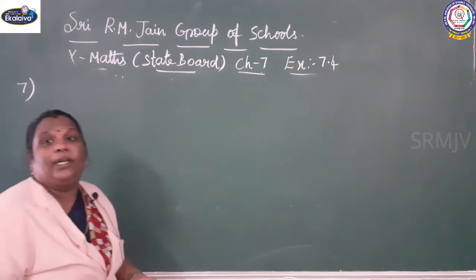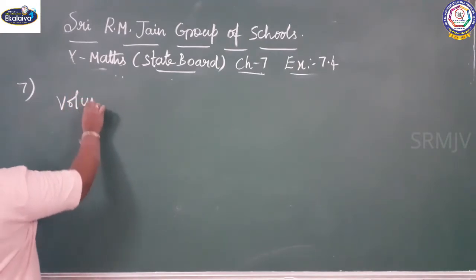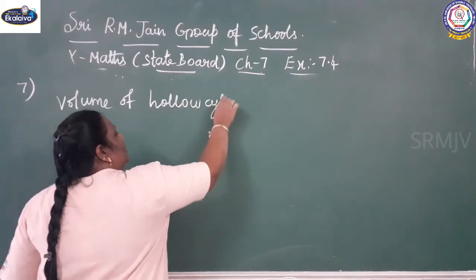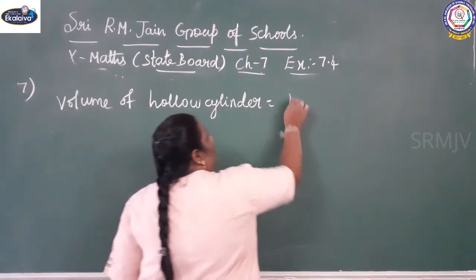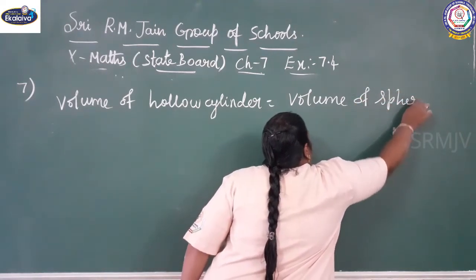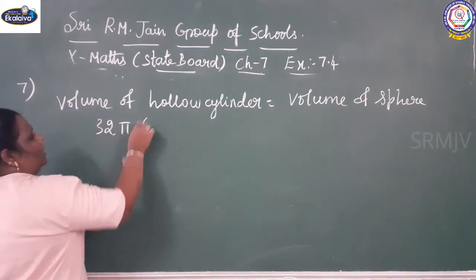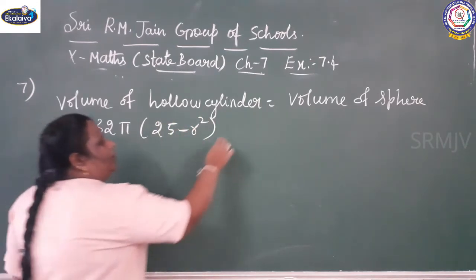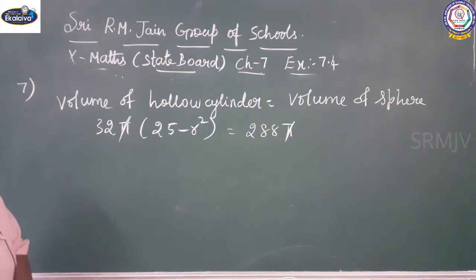See, given that a solid sphere is melted to form a hollow cylinder. So volume of hollow cylinder equal to volume of sphere. Volume of hollow cylinder is nothing but 32 pi into 25 minus r square, equal to 288 pi. Pi gets cancelled.